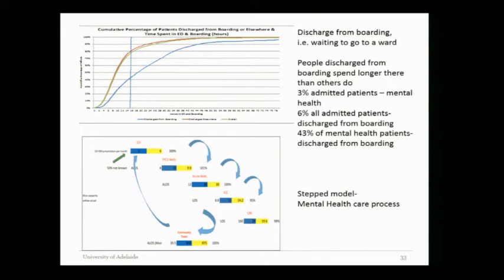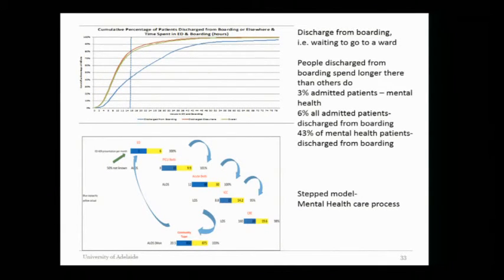We know, however, that only 3% of patients admitted to a hospital are there for mental health conditions, but nearly half of them, 43% of them, get discharged from boarding. So a large proportion of our mental health patients spend their entire hospital stay in a corridor in the ED cubicle and can spend days doing this.